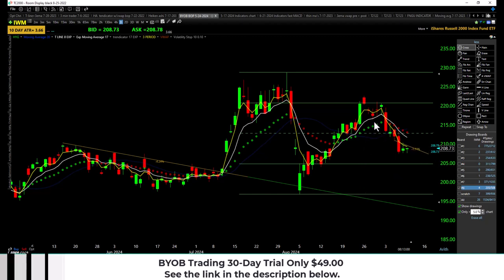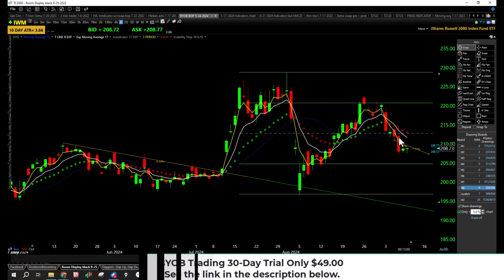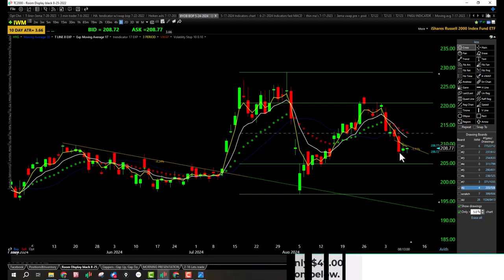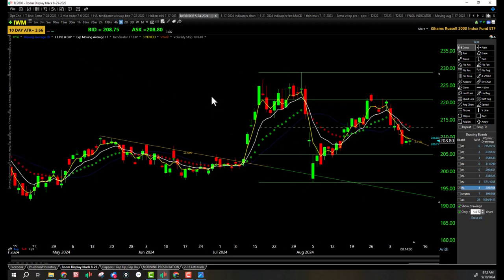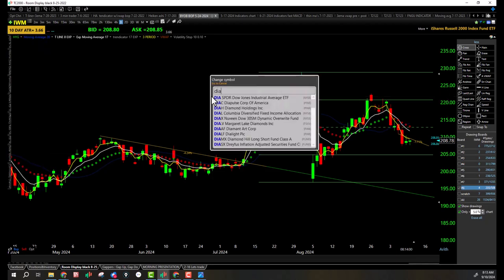Looking at this, kind of a nice big red move into the end of the move. Hopefully that's a signal for the end of the move. We'll see what happens. That's IWM, still technically in a downtrend. All right, so there's IWM. Let's take a look at Diamond Dow.